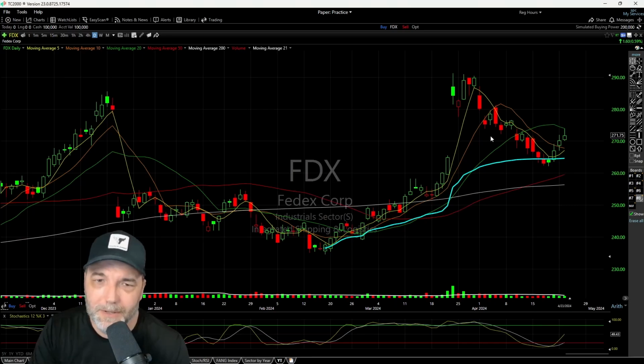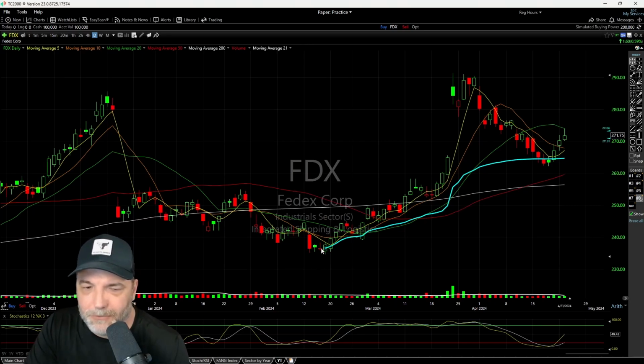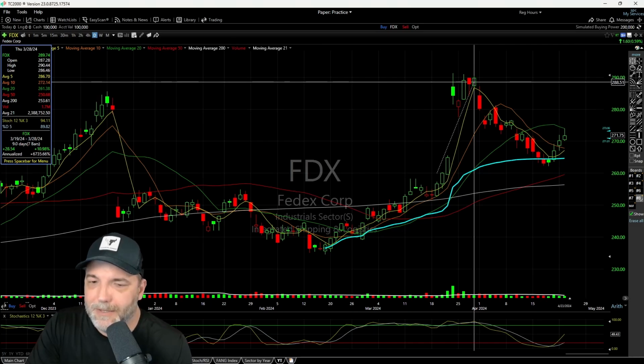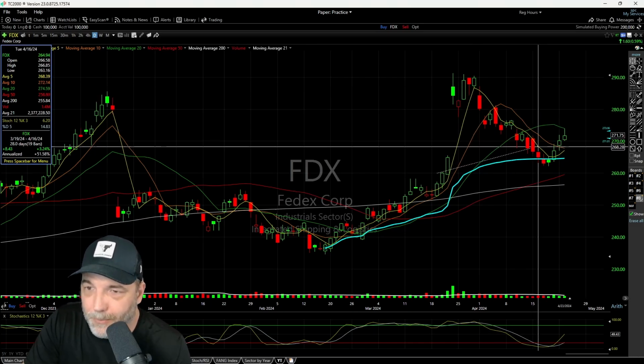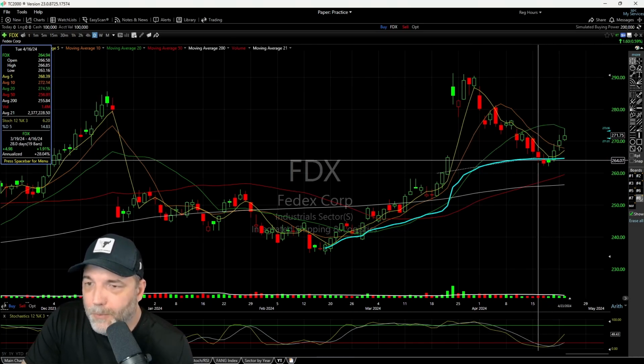And then another one that you can play it on is FDX. This has the VWAP that goes all the way back to February, so consistently bouncing off of it. Then you had this huge surge to the upside, and then it's been pulling back. It was a very dramatic pullback as well, but it pulled back to this VWAP.